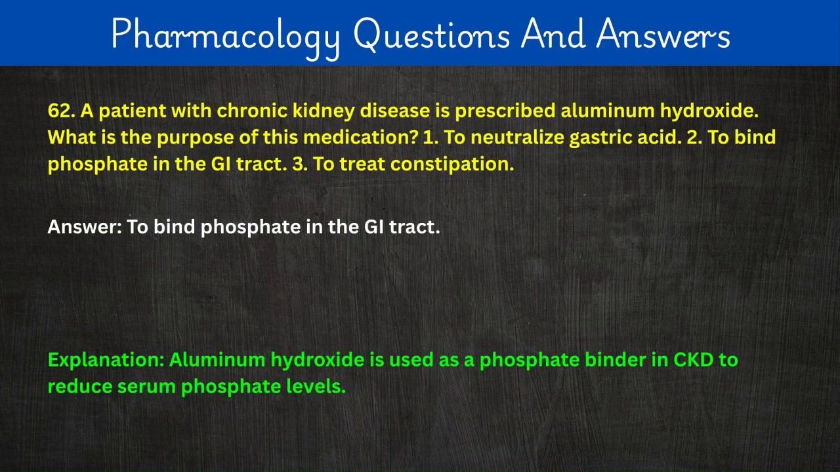62. A patient with chronic kidney disease is prescribed aluminum hydroxide. What is the purpose of this medication? 1. To neutralize gastric acid. 2. To bind phosphate in the GI tract. 3. To treat constipation. Answer: To bind phosphate in the GI tract. Explanation: Aluminum hydroxide is used as a phosphate binder in CKD to reduce serum phosphate levels.